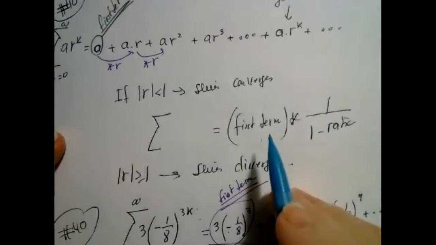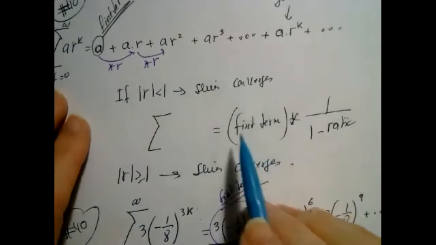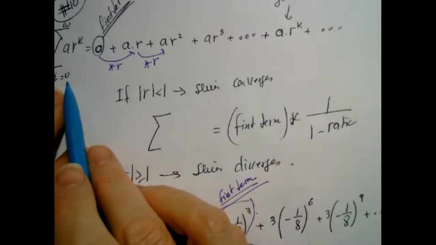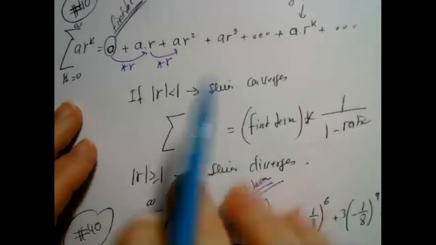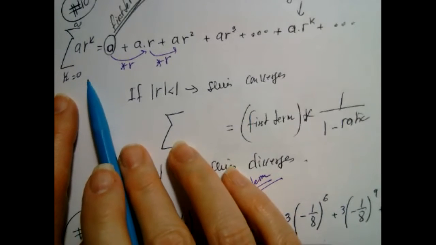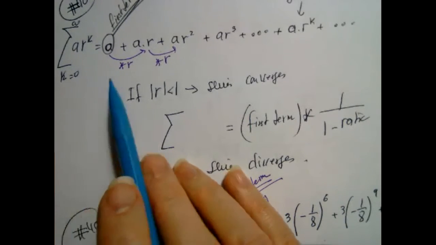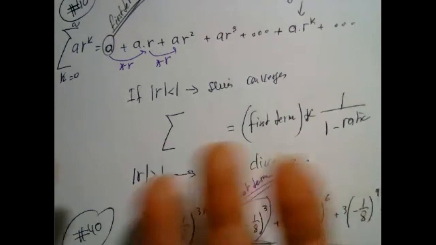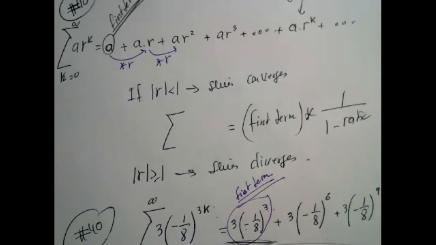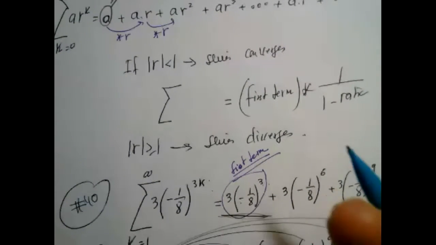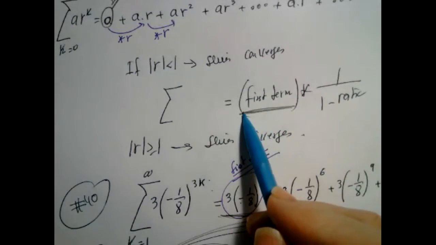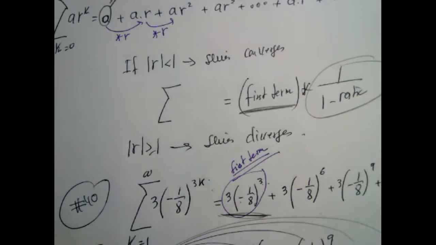But when they give you the formula, they cannot tell you what to do if you start at 1 and then what to do for k equal to 2. They have to start somewhere, so they give you one rule. But the way you read it is always: where you start, the first term, times 1 over 1 minus the ratio.